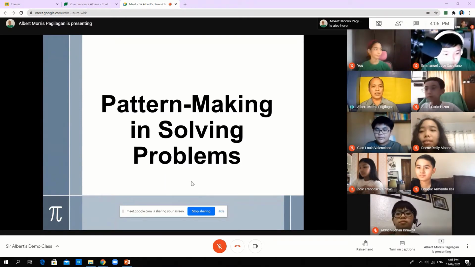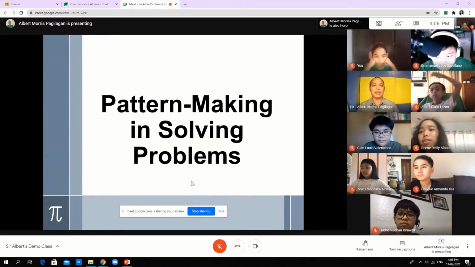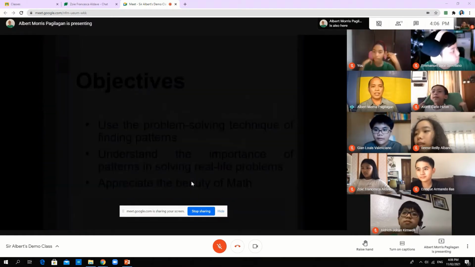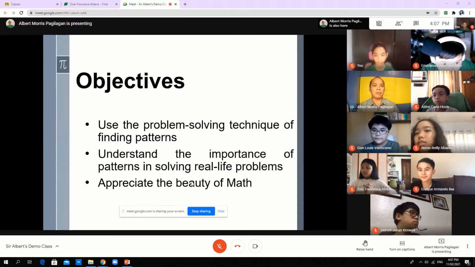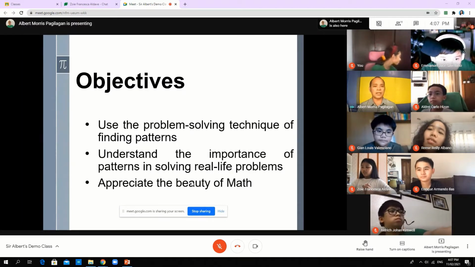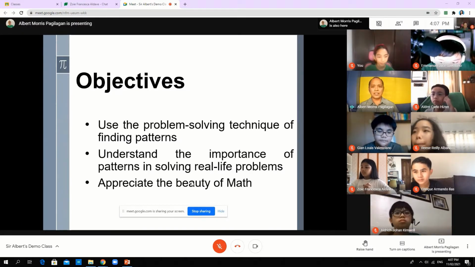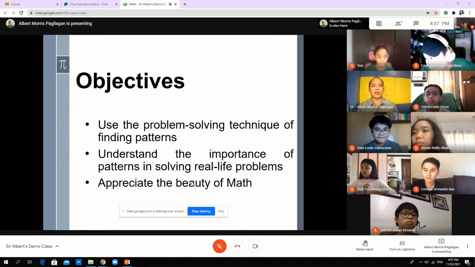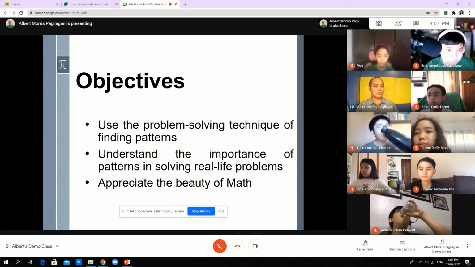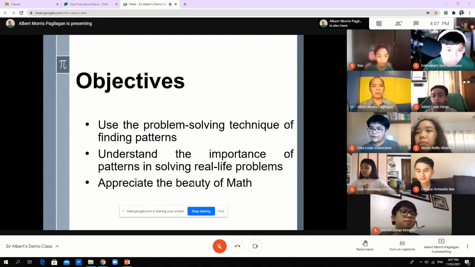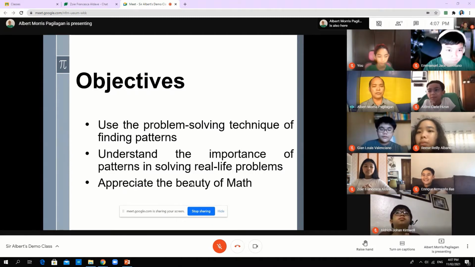So as I was saying, today's problem solving is about thinking patterns. And these are our objectives for today. First, we'll make use of the problem solving technique of finding patterns. And then understand the importance of patterns in solving real life problems. And finally, my biggest objective here is for you to be able to appreciate the beauty of math.